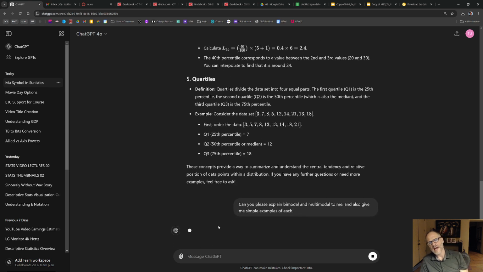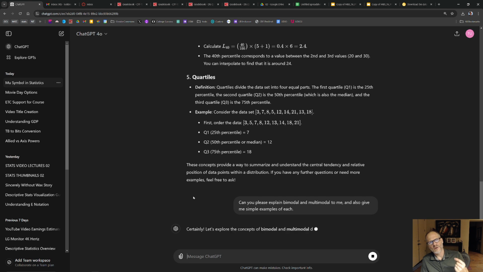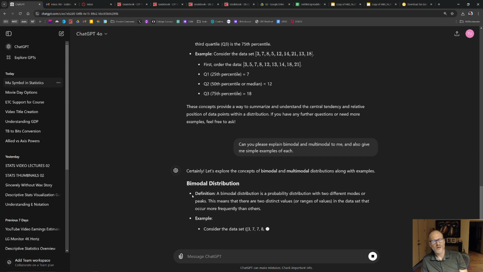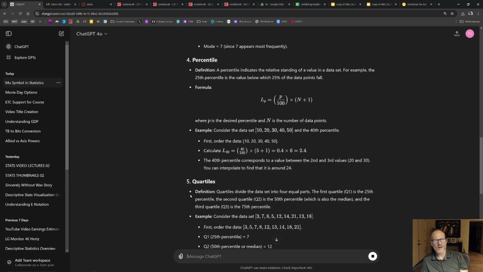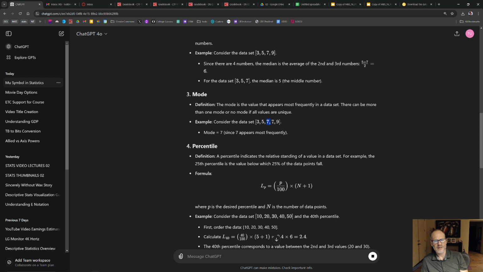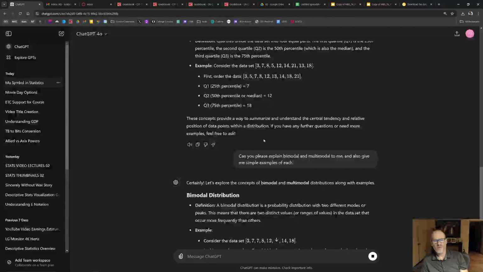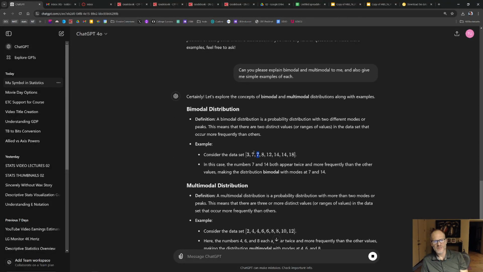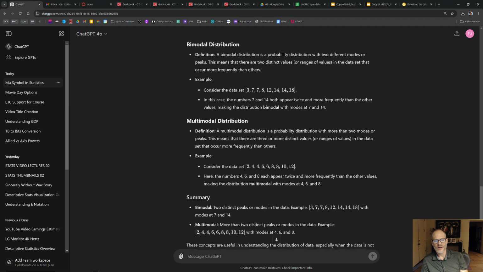So the mode is the number, or the numbers, which occur most frequently. And so this is our mode up here, the 7, because that's the one that occurs the most. But what if we had numbers which occurred multiple times, like the 7s and the 14s? This is known as bimodal, and both 7 and 14 are our bimodal answer. And multimodal is if we had more than 2, so 4 and 6 and 8. The numbers 4, 6, and 8 each appear twice and more frequently than the other values, making the distribution multimodal with modes 4, 6, and 8.